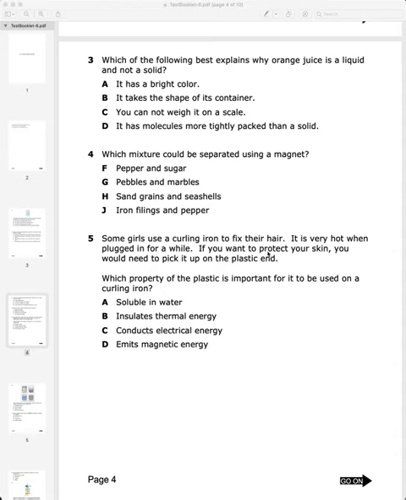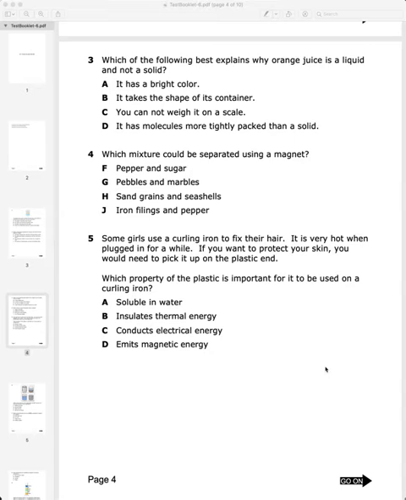Number 4. Which mixture could be separated using a magnet? Pepper and sugar? Pebbles and marbles? Sand grains and seashells? Iron filings and pepper. Let's go over that one again because I didn't give the answer choices. Which mixture could be separated using a magnet? F. Pepper and sugar. G. Pebbles and marbles. H. Sand grains and seashells. J. Iron filings and pepper.